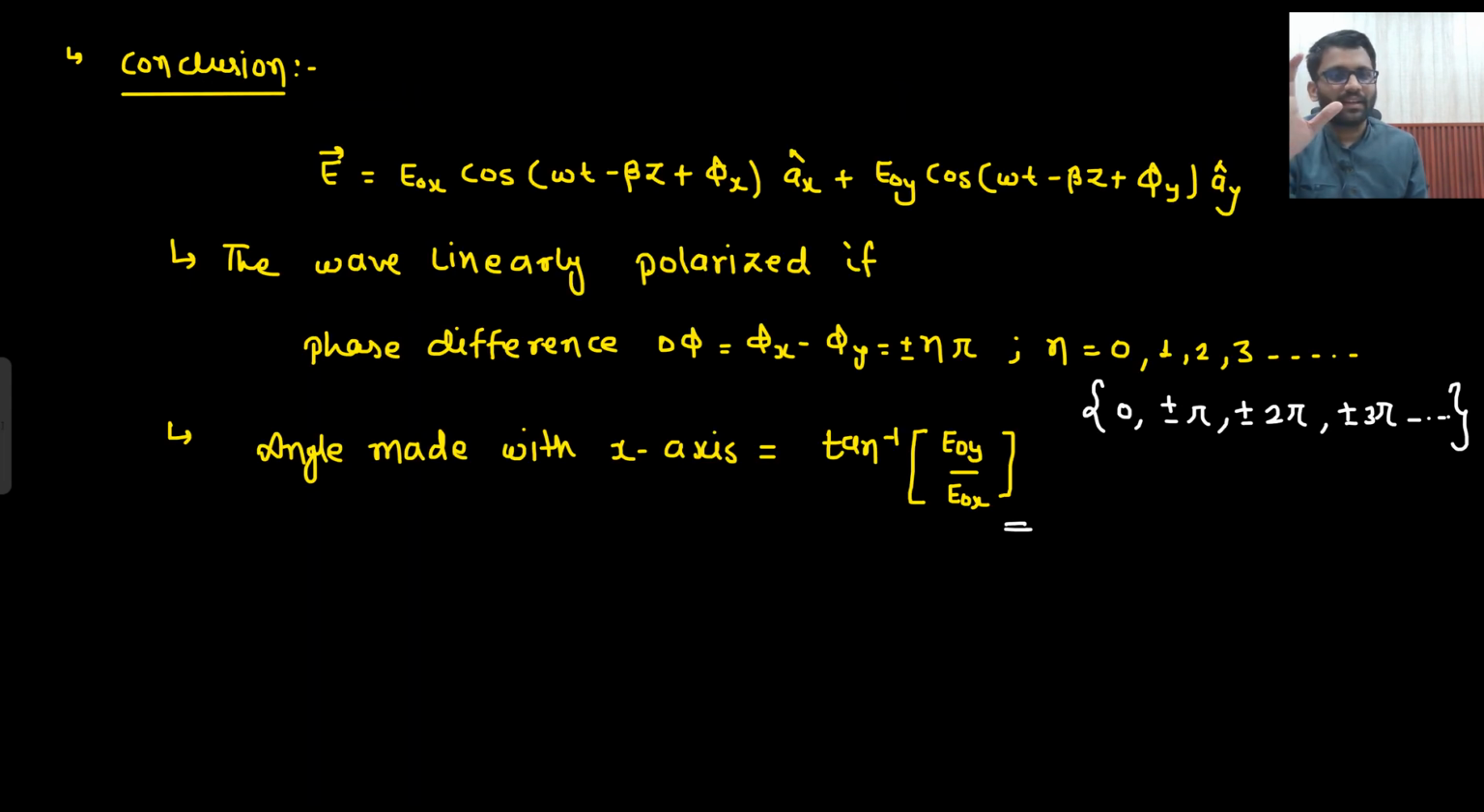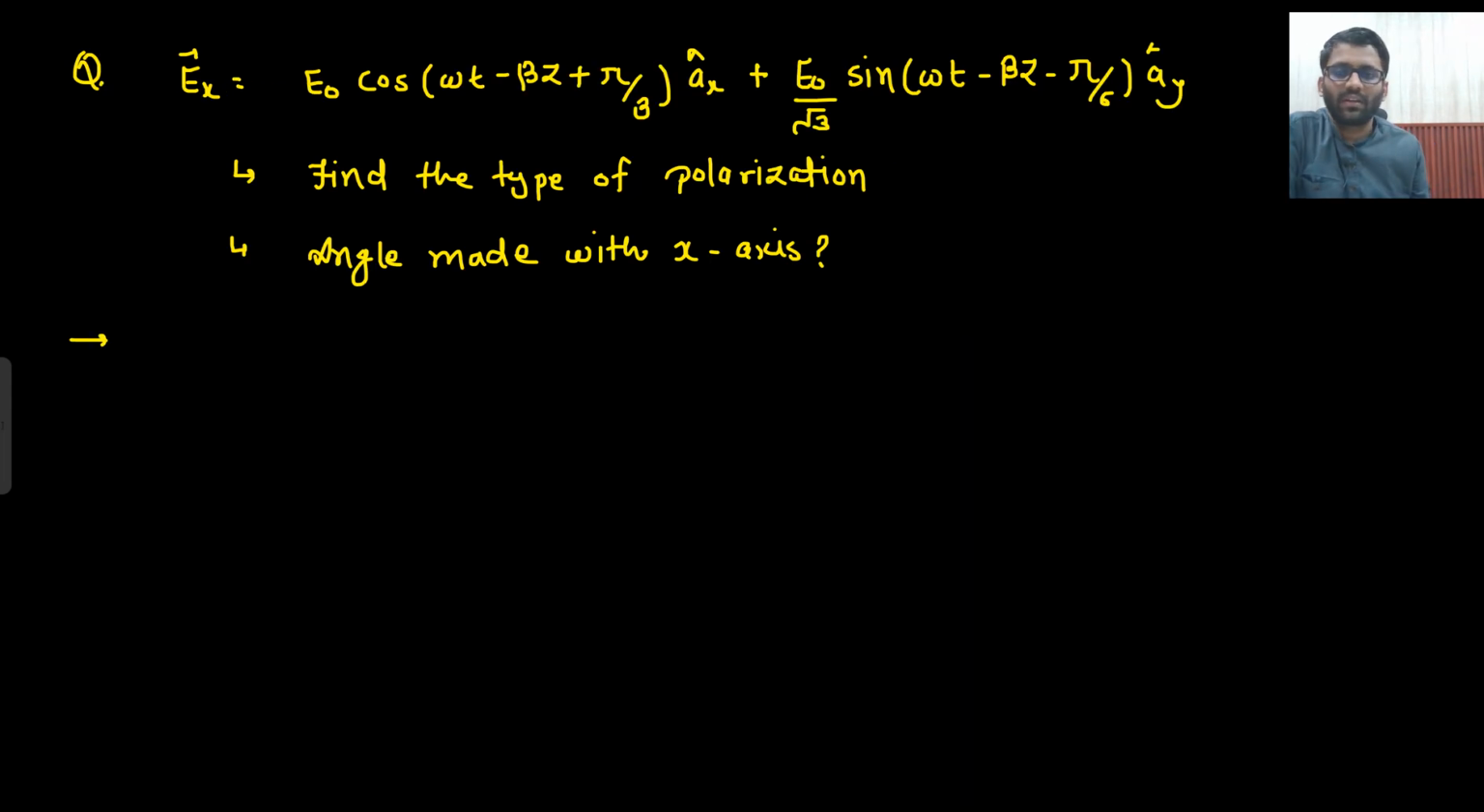The concept is clear. How to solve the problem, that is also clear, right? Everything is crystal clear. One thing you can keep in mind: if the phase is a multiple of pi, then it will be linearly polarized. And if the phase is a multiple of pi by 2, then it would be circularly polarized. That we are going to see now. So let's solve this example, then we can see it.